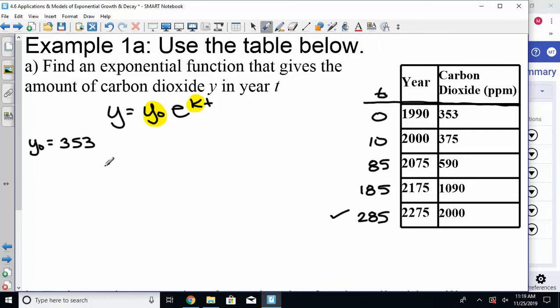So what is our y value there? 2000. Our beginning amount, our y sub 0, was 353. E, the k, we don't know. T, what was my t there? 285.